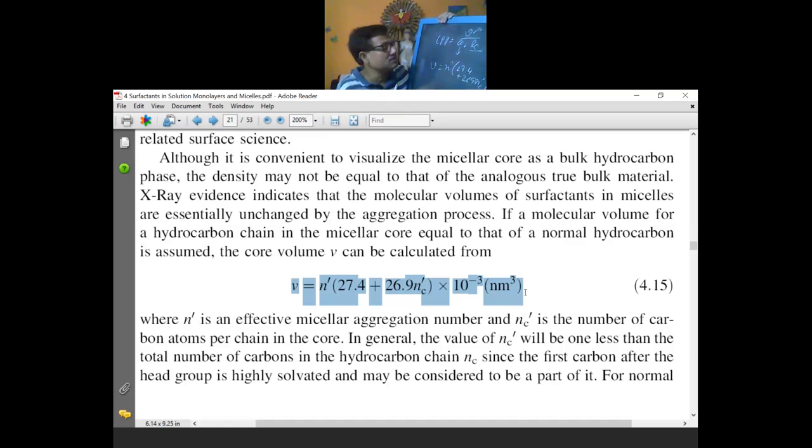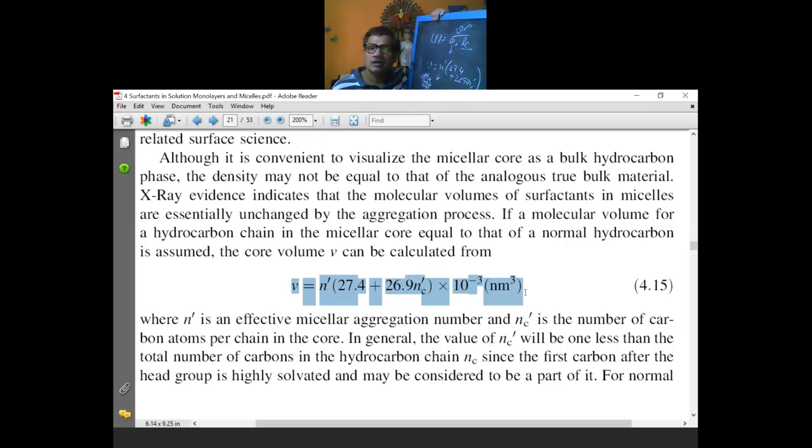Now what is this n prime? This n prime is the effective micellar aggregation number. It means, in a micelle, how many monomers are there to form the aggregate, the number of monomers present in the micellar aggregate. Sometimes we call it n also, but this is called the micellar aggregation number. So you need to know the micellar aggregation number.